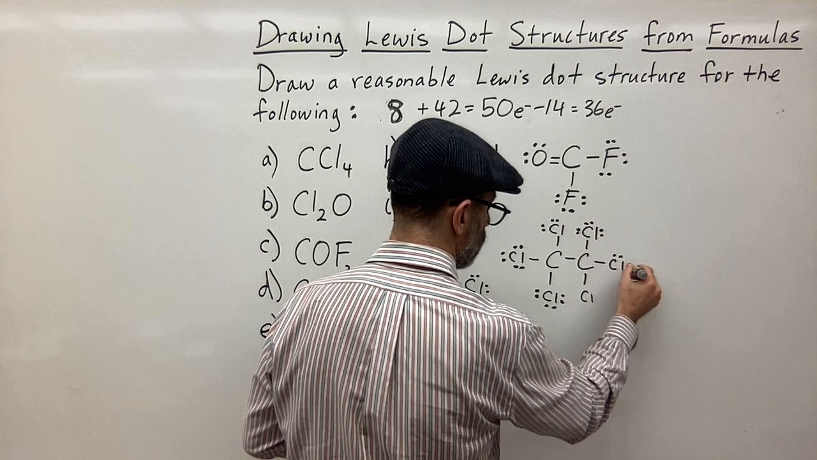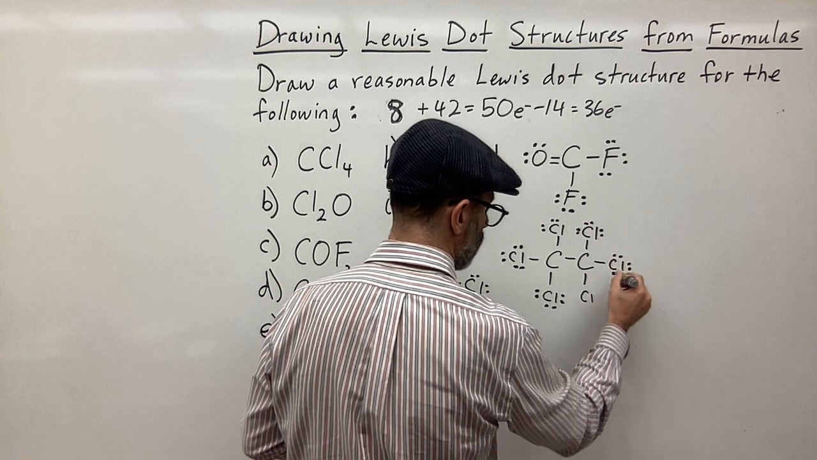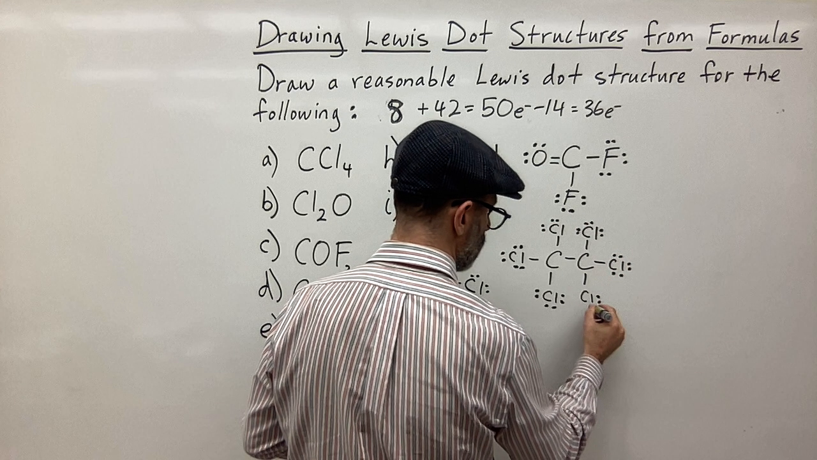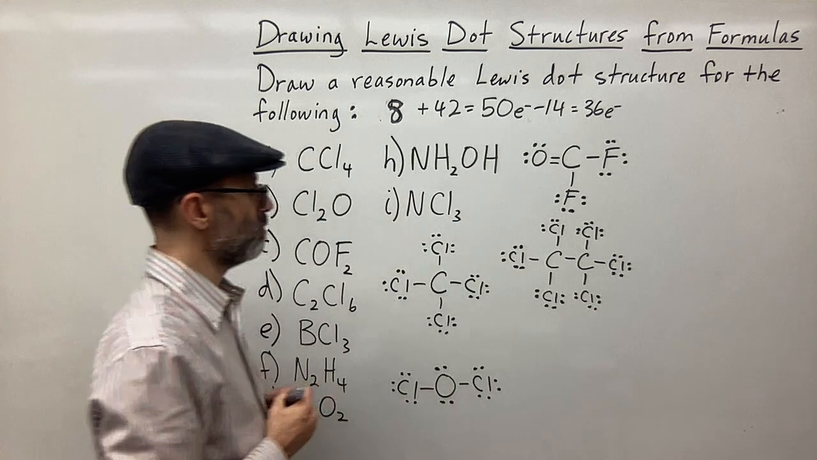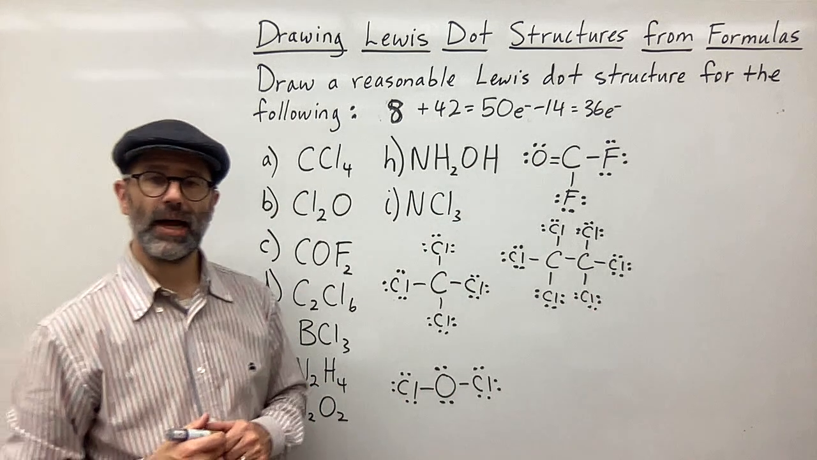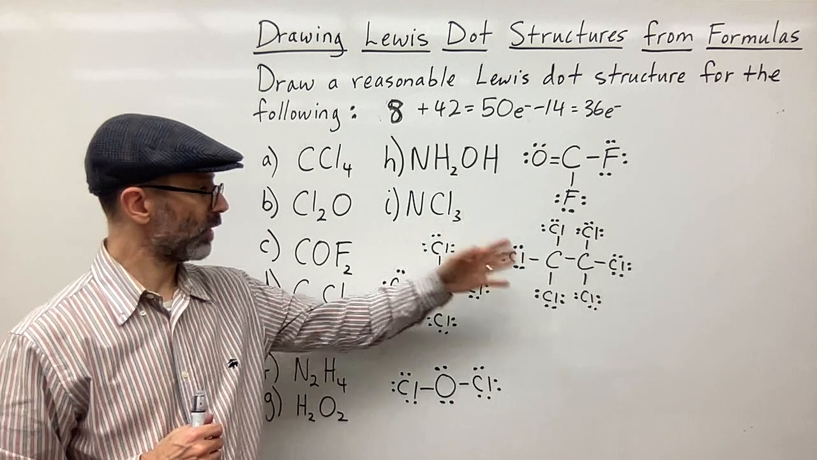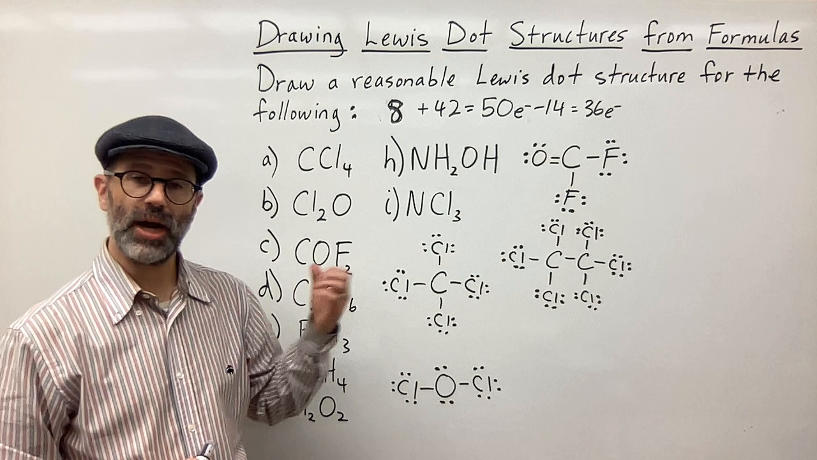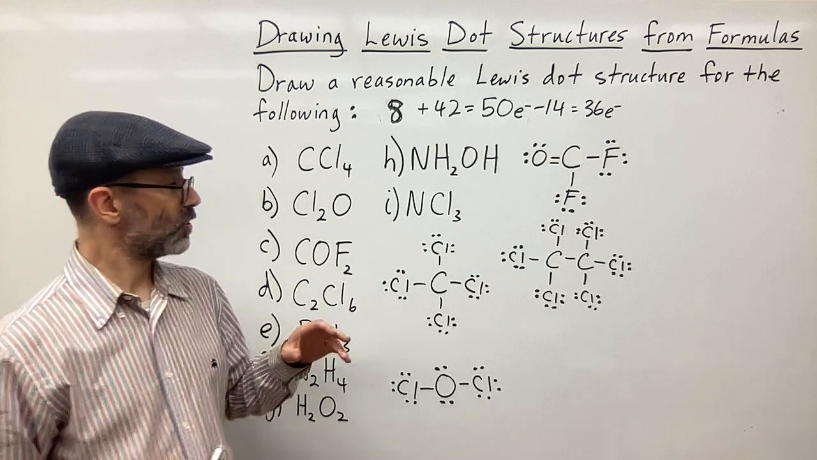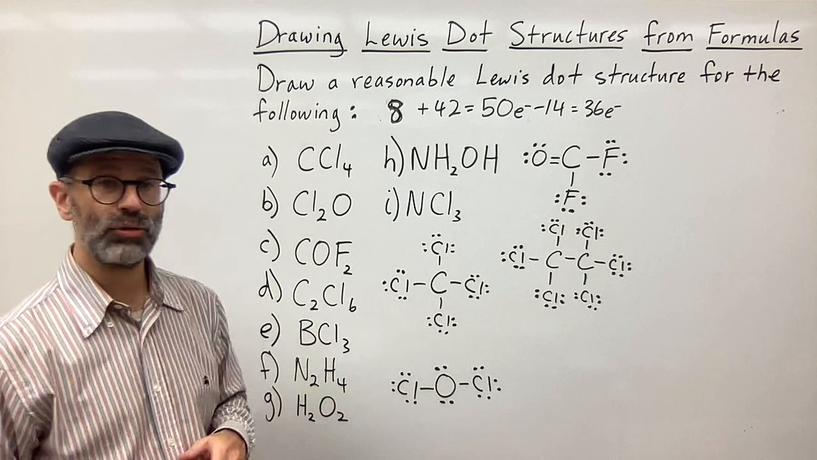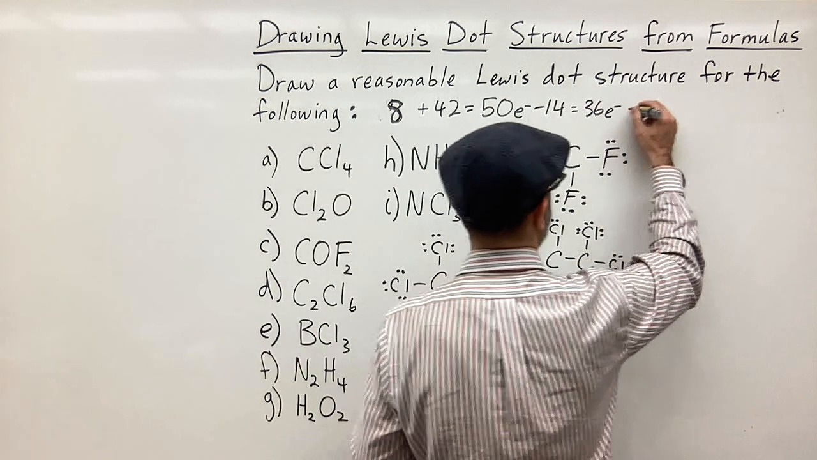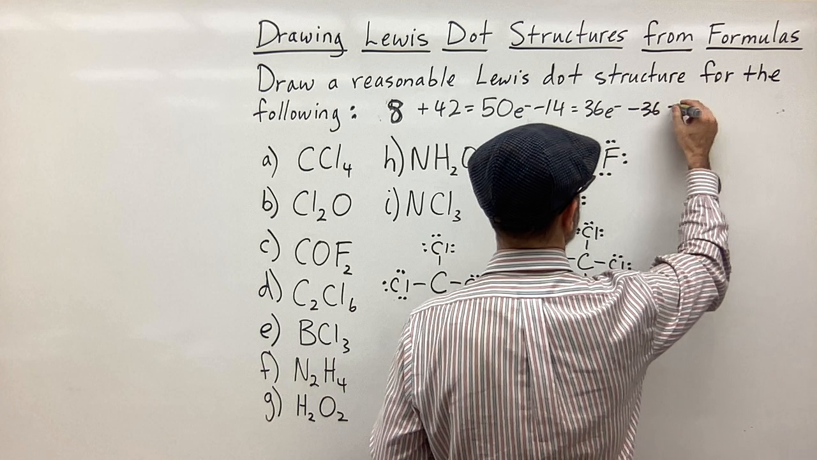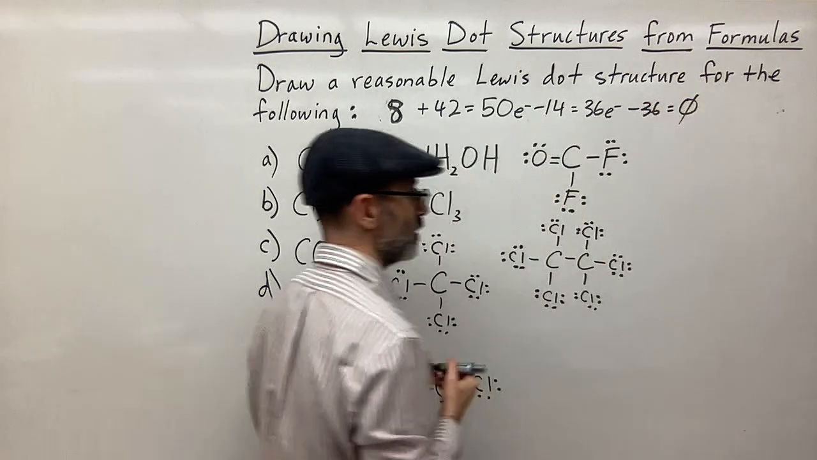1, 2, 3. Okay. So everyone has an octet. All the chlorines have an octet. So I'm going to subtract out the electrons I used. So I have 6 chlorines. I used 6 electrons each. 6 times 6 is 36. So I'm going to subtract out 36. And I have 0 electrons left over.